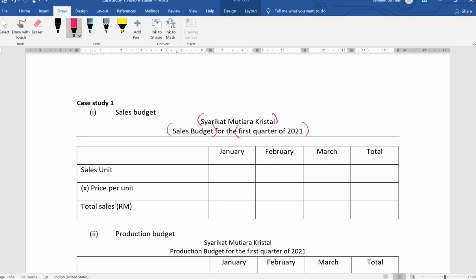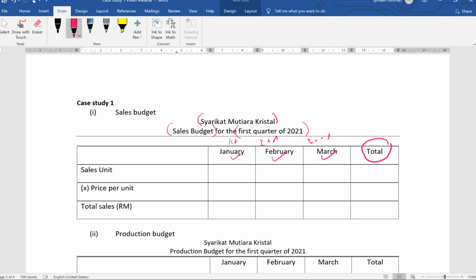So here you're going to have first quarter, second quarter, third quarter, and so forth. Okay, but for this question we will do just one. Yeah, it is your first quarter. That means inside your budget you're going to have January, February, and March. And then last but not least is the total column.